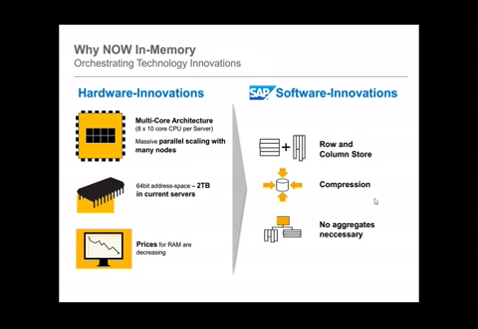So what is in memory? What happened with the innovations in the hardware and the software? SAP came with this HANA, High Performance Analytics Engine. HANA means High Performance Analytics Engine. So what are the hardware innovations? Now I have a multi-core architecture. Previously, if you know, we didn't have this multi-core architecture. We had hardly two or four CPUs like that. Now the CPU has a multi-core architecture.